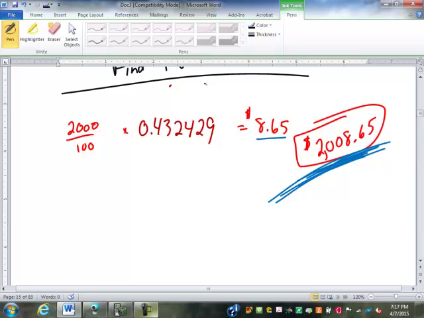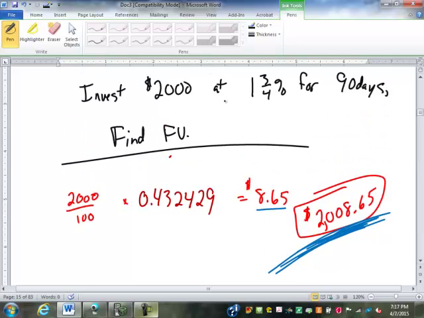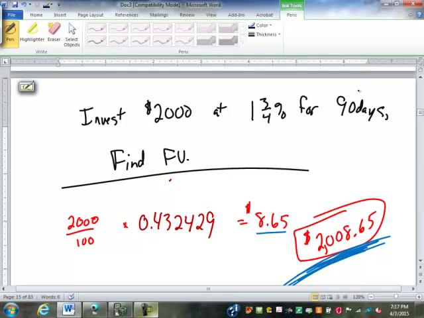Wait, why is it 120 days when it says 90? I use 90, so it'd be point... Oh, yeah, I did. Yeah. Okay. It's not the one that's highlighted. It's the one right below the one highlighted.